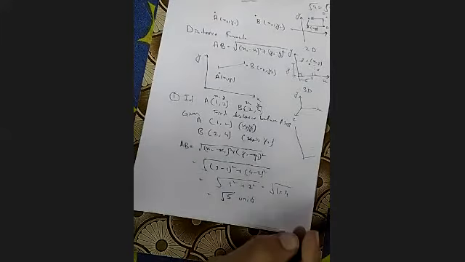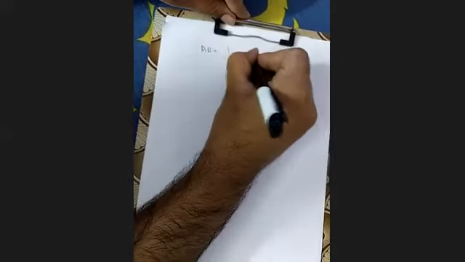You have to mention units in the end. They haven't given you centimeters or meters, so you have to write units. Understood this question? So what is the formula again? AB is equal to root of x2 minus x1 whole square plus y2 minus y1 whole square.